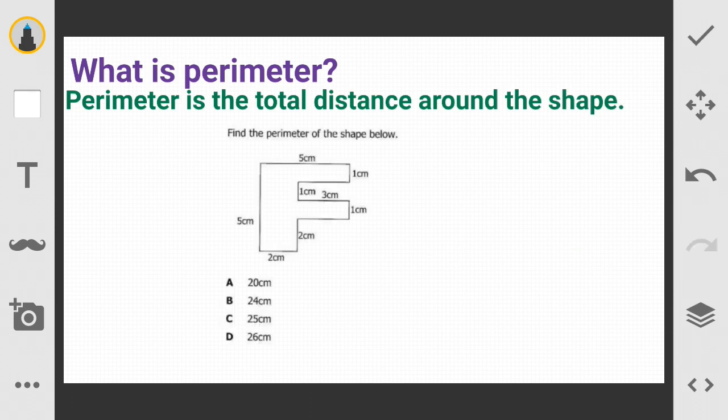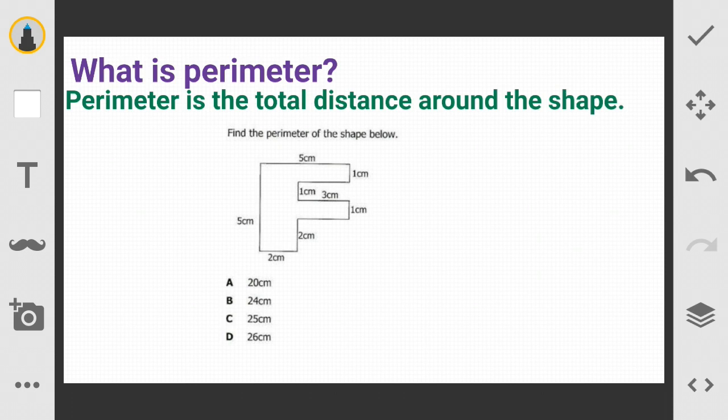So in this question, we are given this shape, and they are saying find the perimeter of the shape. So they are telling us to find the total distance around this shape. What we are supposed to do is collect all the distances of each side of this shape, and then combine them. When we add them together, then that is the perimeter of this shape.